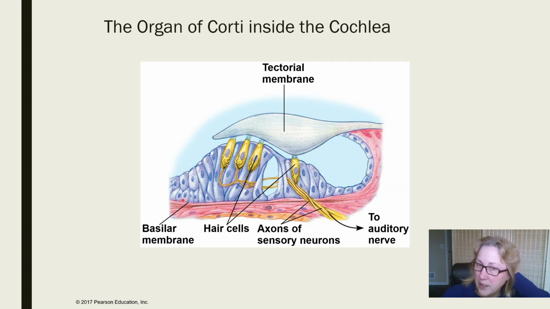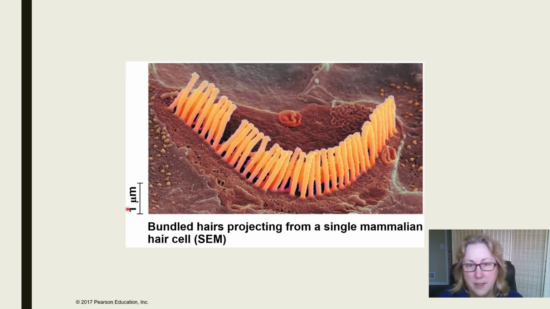And the organ of Corti can detect both the amplitude of sound, like how loud it is, and the pitch. And that's because different areas of the basilar membrane are different thicknesses, and they're only going to vibrate to certain frequencies of sound.